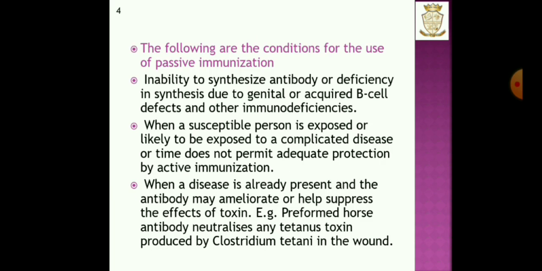The following are the conditions for use of passive immunization: inability to synthesize antibodies or deficiency in synthesis due to congenital or acquired B cell defects and other immunodeficiencies; when a susceptible person is exposed or likely to be exposed to a complicated disease, or time does not permit adequate protection by active immunization; and when a disease is already present and the antibody may ameliorate or help suppress the effect of toxin. Example, preformed host antibody neutralizes any tetanus toxin produced by Clostridium tetani in the wound.